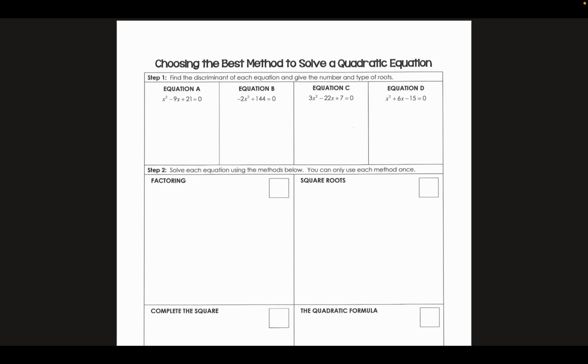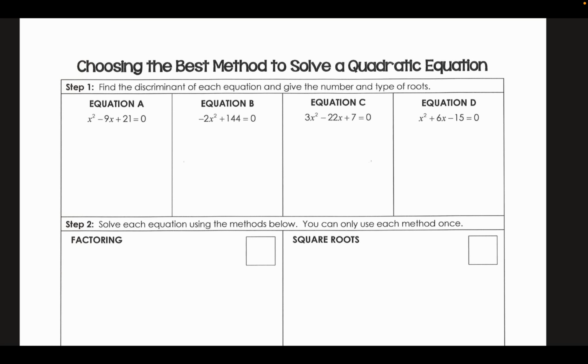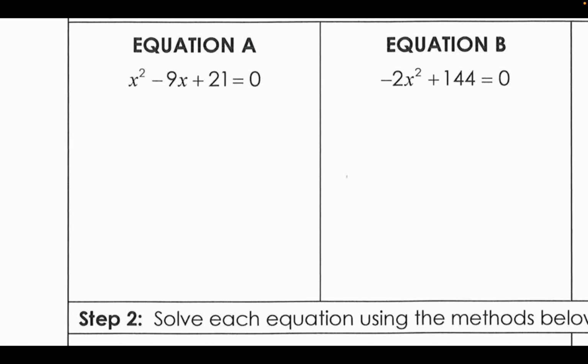So we're first tasked with finding the discriminant of each, though. That way we know the number and type of roots. And knowing the type of roots, whether they're rational or not, can let us know whether or not we can factor. So to find the discriminant of each of these, we do the b squared minus 4ac. In this case, it would be negative 9 squared minus 4 times 1 times 21. Negative 9 squared is 81 minus 84. And so the discriminant here is negative 3, telling us that there are two roots and they are imaginary.